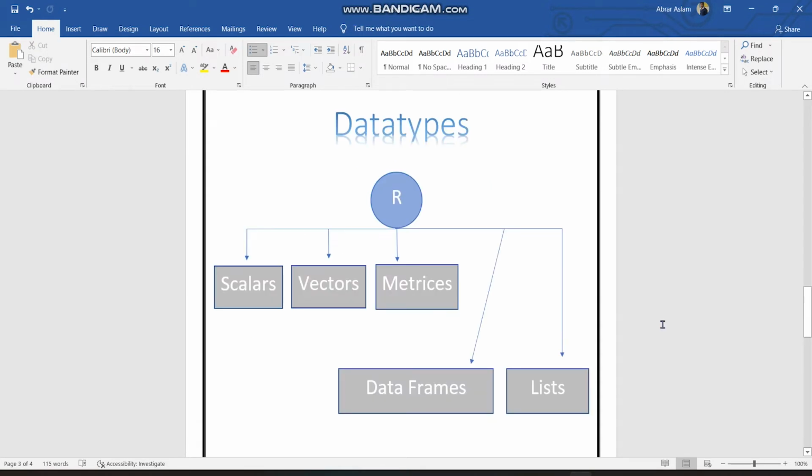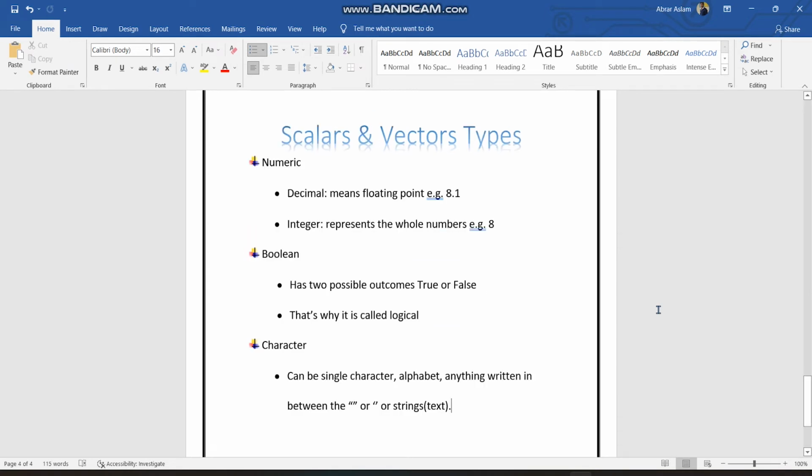So let's move on with its data types. The main data types of it are scalars, vectors, matrices, data frames, and lists. We are going to discuss every one in detail. Scalars and vectors can be further of three types: numeric, logical, and character data type.